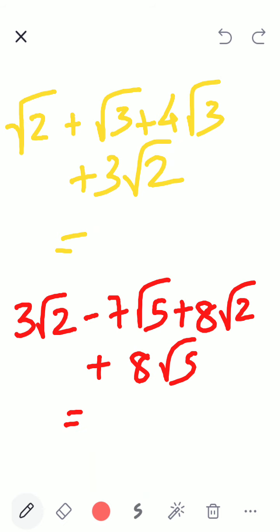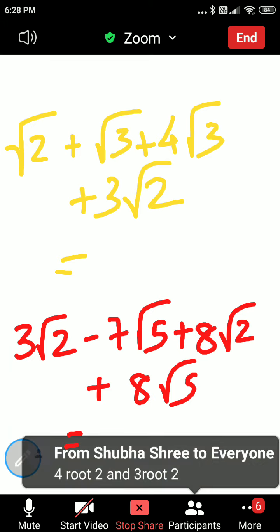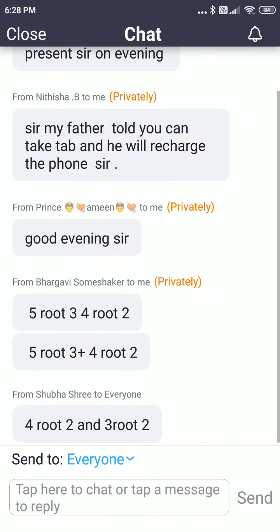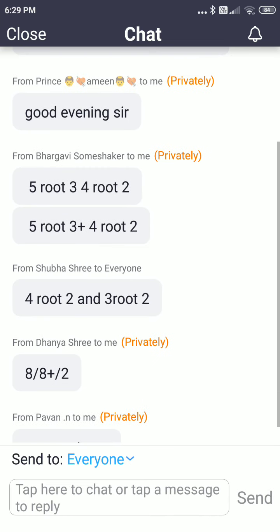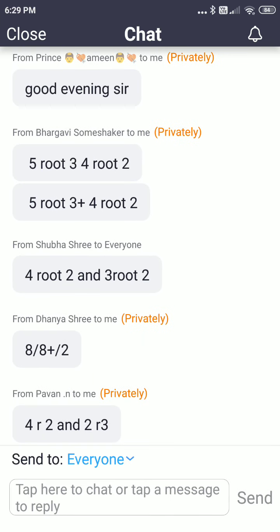Correct, Bhargavi. The first part is correct. The first question is correct. The yellow one. Others? No, Danya. How did you get that? Observe, it is only a plus sign. There is no multiplication there. No, Shubhashri, check correctly again.